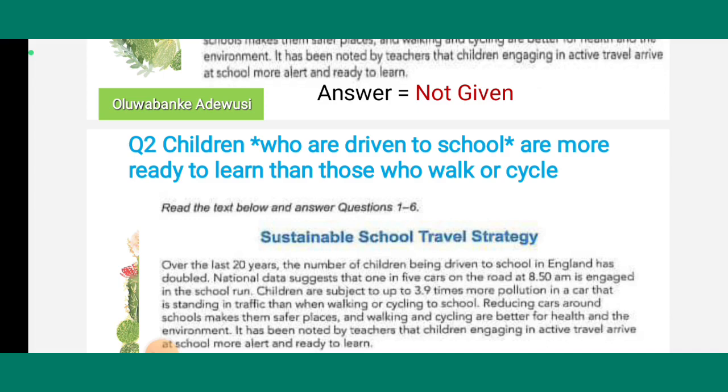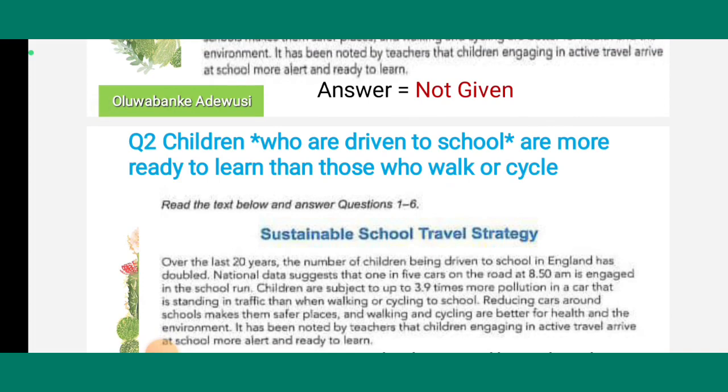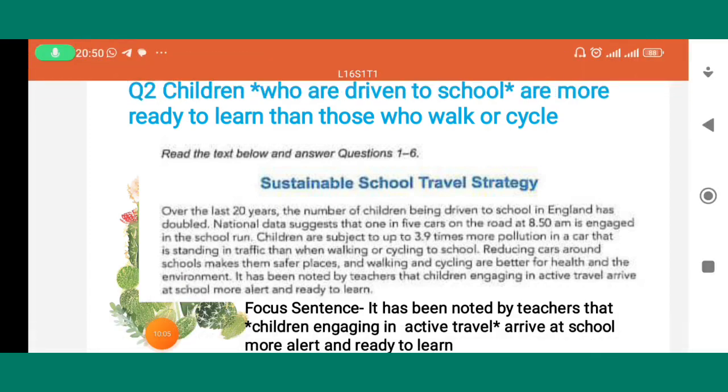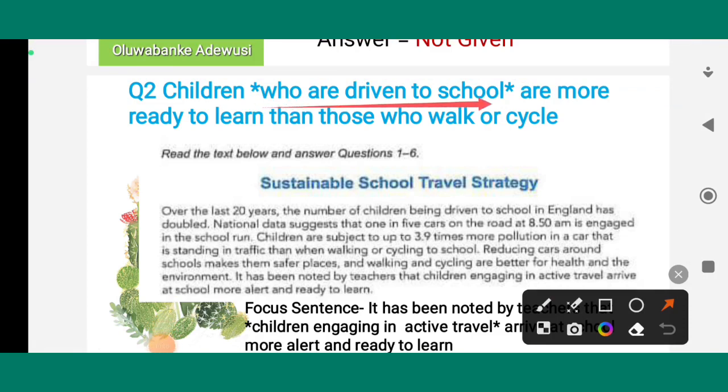Children who are driven to school. But the focus sentence is saying that it has been noted that children engaging in active travel involves walking or cycling and not being driven in cars, chauffeur driven. So that point of contradiction, can you see the focus sentence? It has been noted by teachers that children engaging in active travel arrive at school more alert and ready to learn. Whereas the question statement says children who are driven to school. So, children who are driven to school is the point of contradiction. That's the point of contradiction, right?